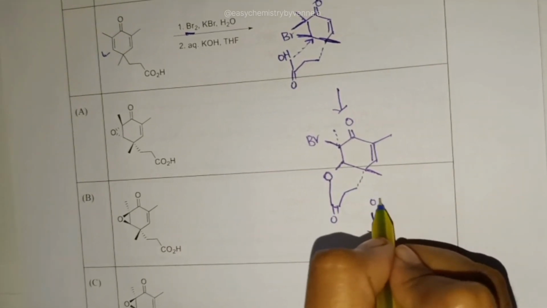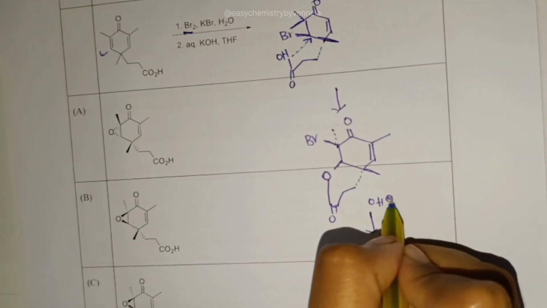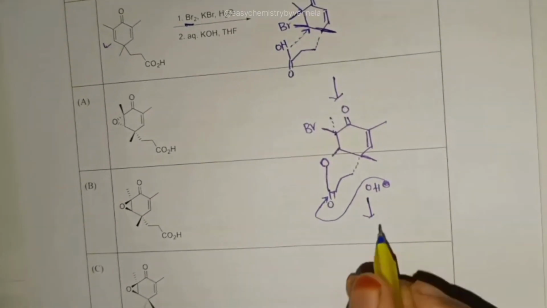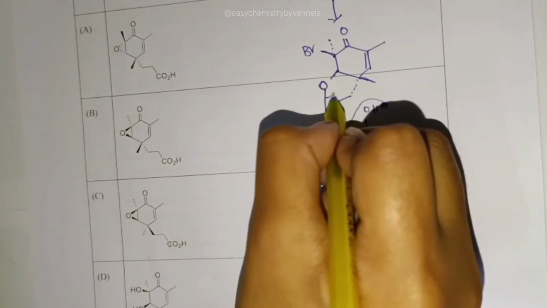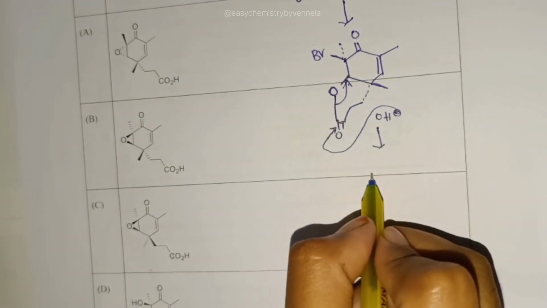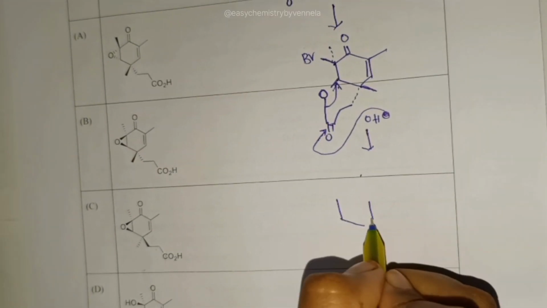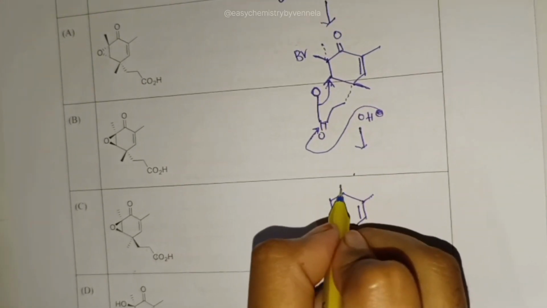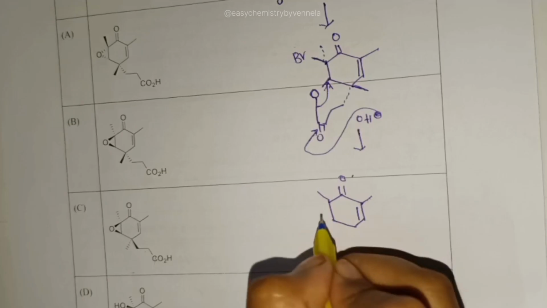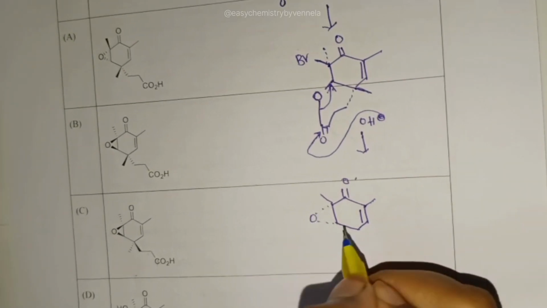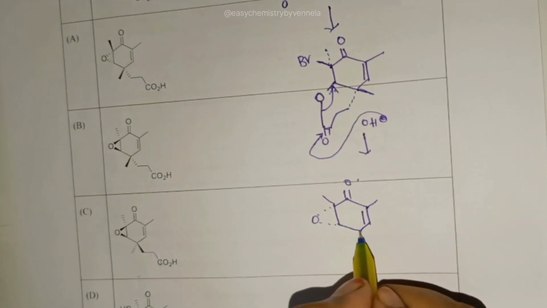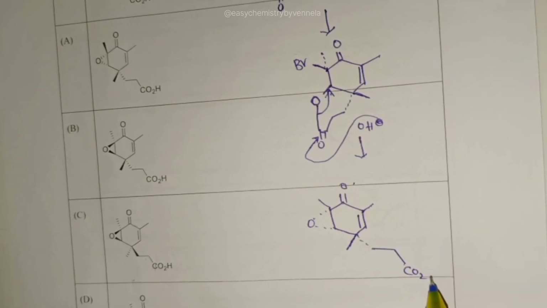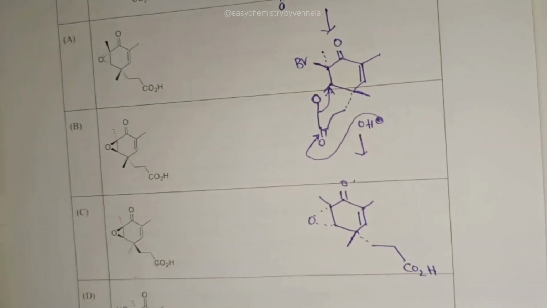So next, after this, OH minus will react with this oxygen. Next, this bond migrates here. So next one is double bond O, and it can form an epoxide like this. Next, this is the final product, CO2H.